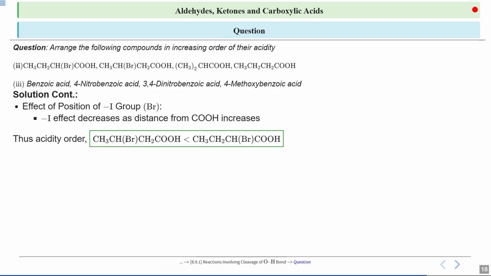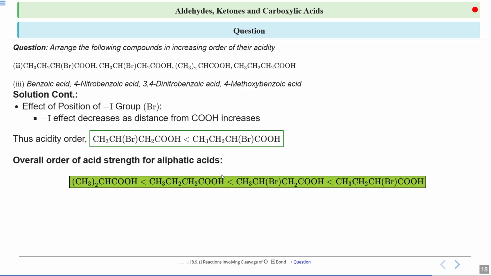So I said that the bromine minus I effect, or inductive effect, decreases as the distance from COOH increases. So here the distance is increasing, so this acidity will decrease. This compound will have more acidity because this bromine is closer to the COOH group. If we compare the overall acidic strength, then the one in which a bromine group is attached will have more acidic strength compared to the one in which no bromine group is attached. And here bromine is close, so it has more acidic strength, compared to here where bromine is farther from the carboxylic group.